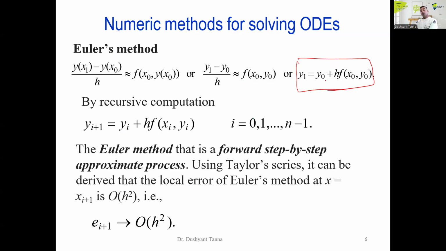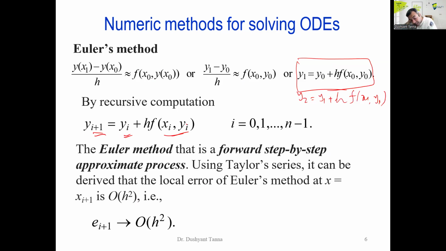Now, if we had to go for y2, what will you do? Y2 is y1 plus h f of x1, y1. Y3 is y2 plus h f of x2, y2, right? And keep going. Then y i plus 1 will be y i plus h f of xi, yi, where i is from 0 to n minus 1. Euler's method is a forward step-by-step approximation process, right?